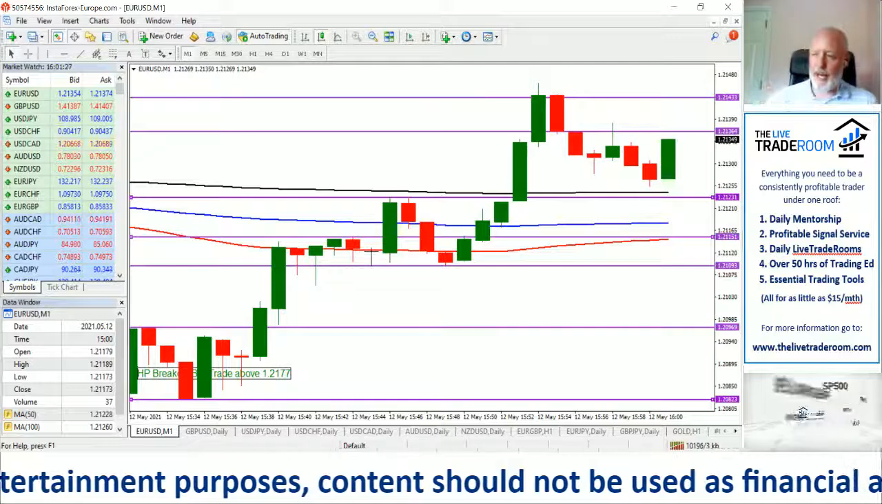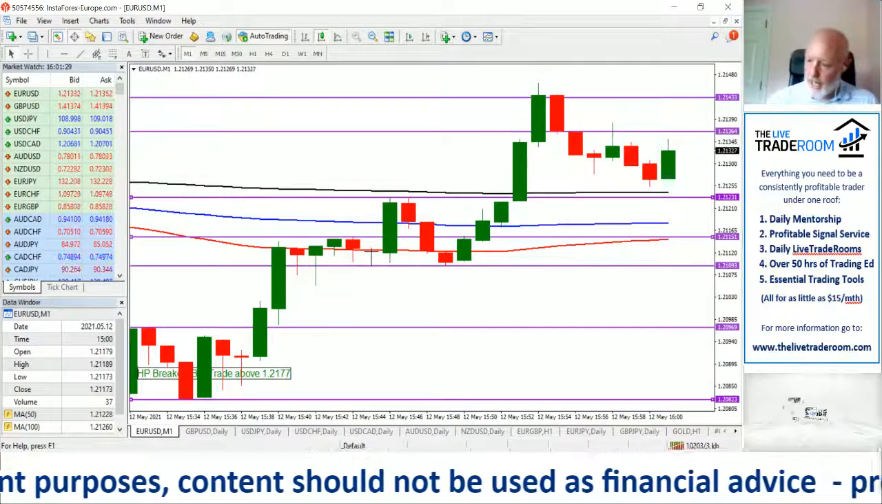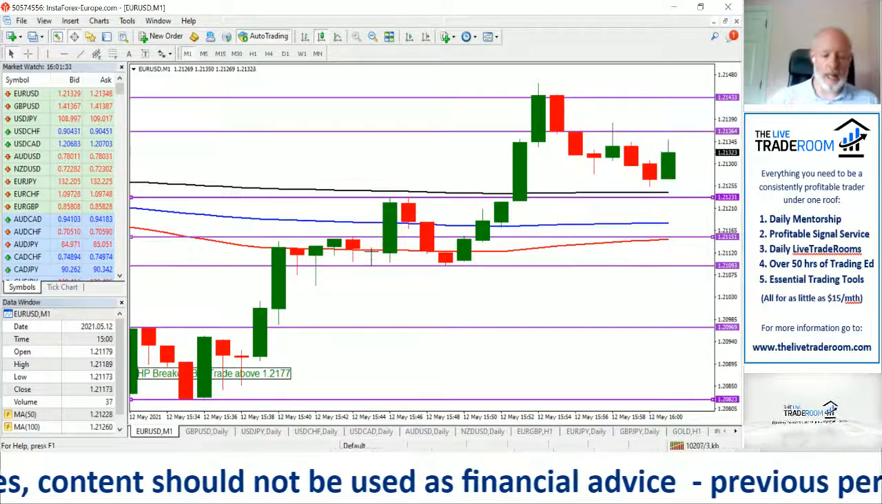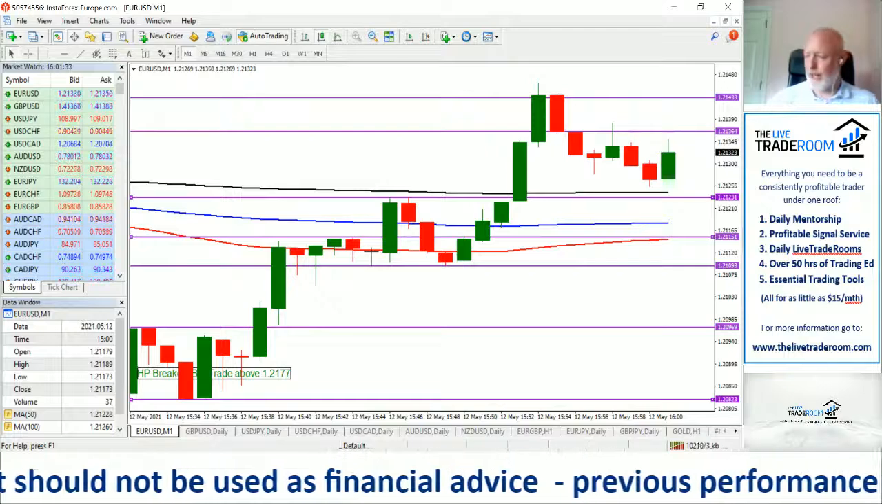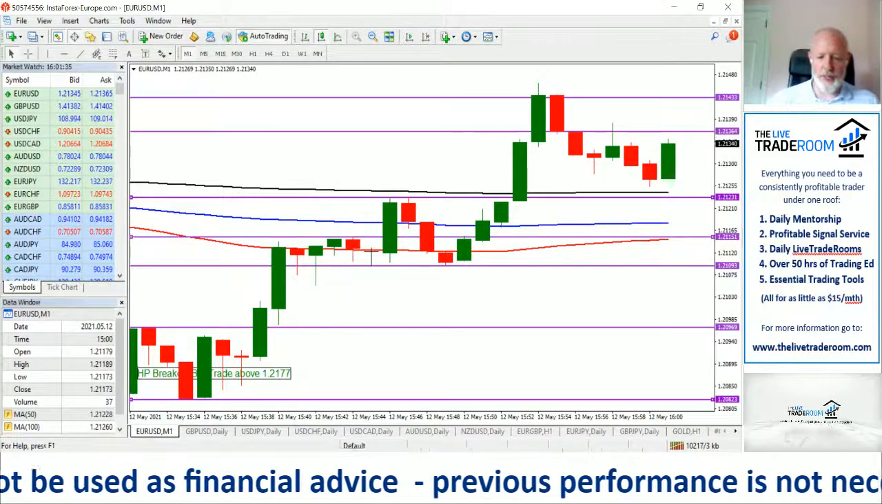Do keep your eye on that euro dollar trade to the downside, the S&P to the downside. They're likely to be decent trades for us. We just don't have the opportunities just yet.